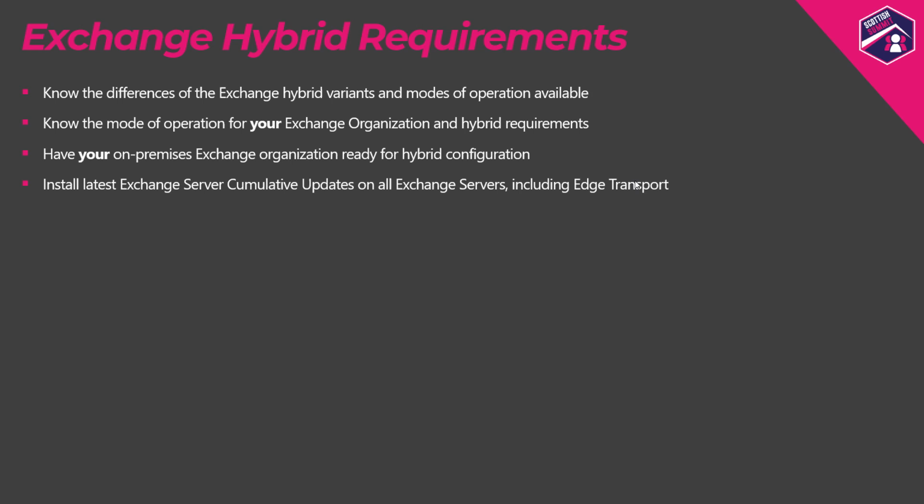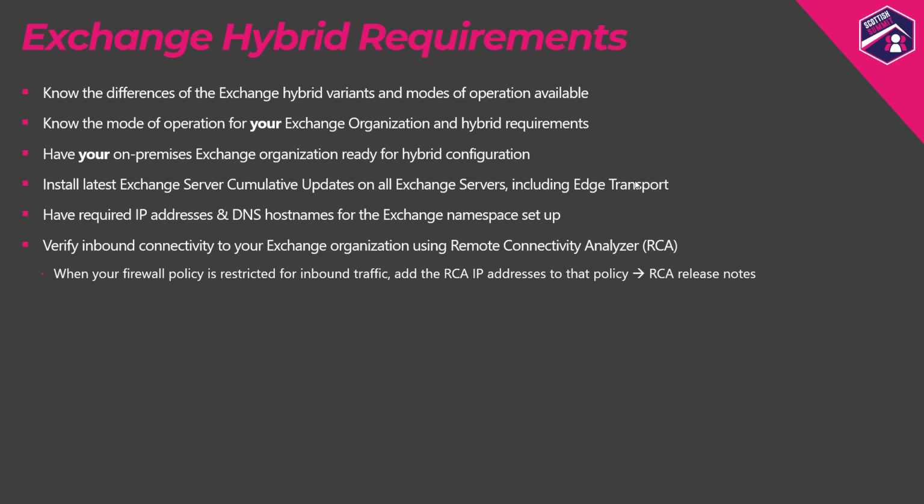Have your Exchange servers set up and running the latest cumulative updates. By the way, including Edge Transport, if you use Edge Transport. Don't forget about the Edge Transport servers in the perimeter network. Have all the required IP addresses and DNS hostnames set up correctly in your external DNS zone. And use the remote connectivity analyzer, the so-called exrca.com, for validating and testing your inbound connectivity.